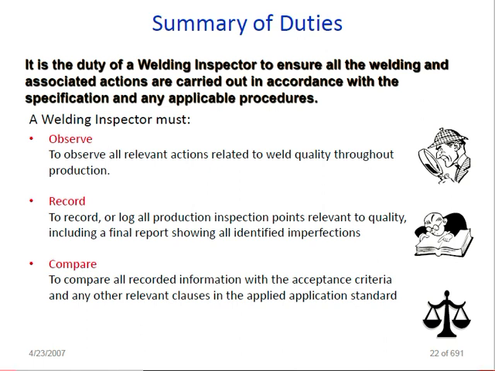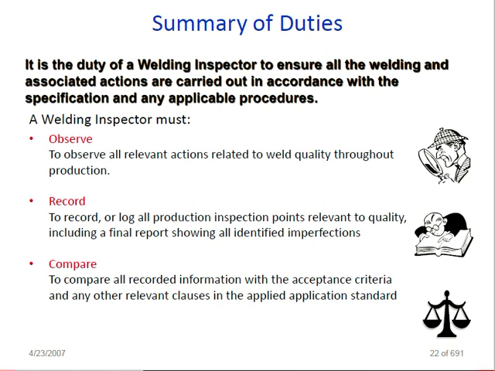So if there is an imperfection that you observe, you have to record it in the final report. You have to mention there is slag inclusion, there is porosity, you have to mention all these imperfections there, and what the lengths are, the proper dimensions. And compare: compare all recorded information with the acceptance criteria and any other relevant clauses in the applicable standard.